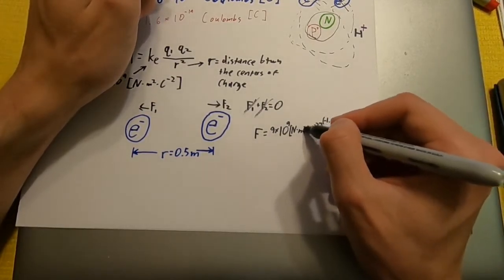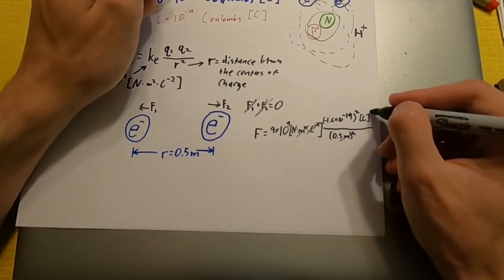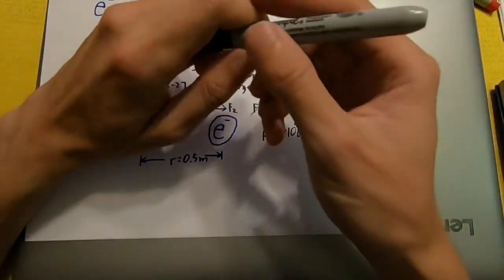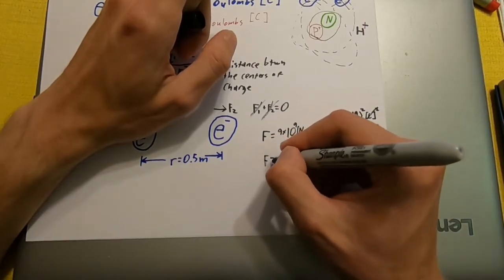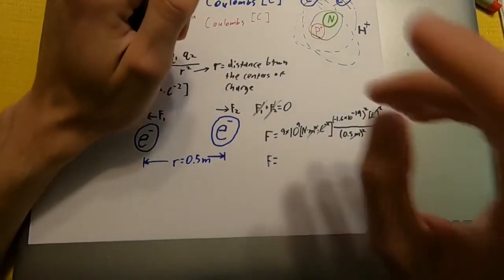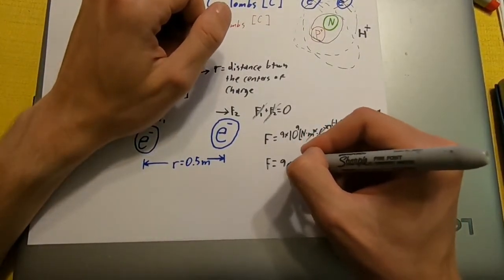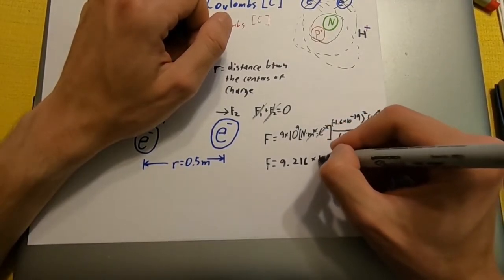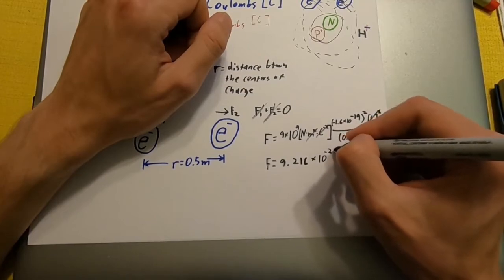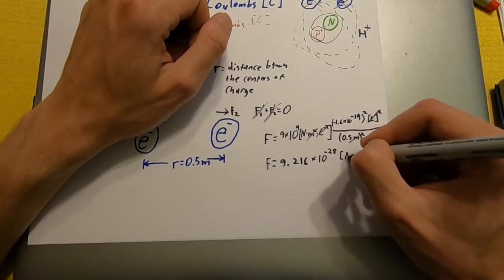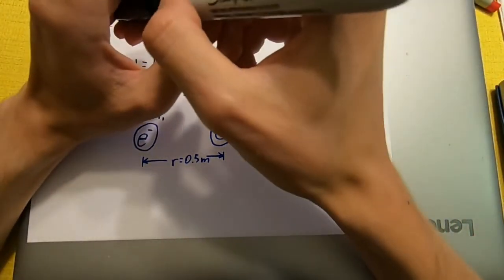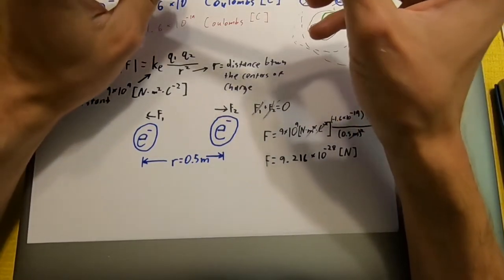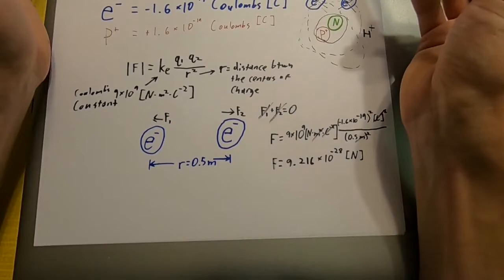So these meters are going to cancel. Coulombs are going to cancel. So all we got left is newtons. And that is going to end up as 9.216 times 10 to the negative 28 newtons. So pretty small force, but these are really small particles and they're pretty far away, relatively speaking.